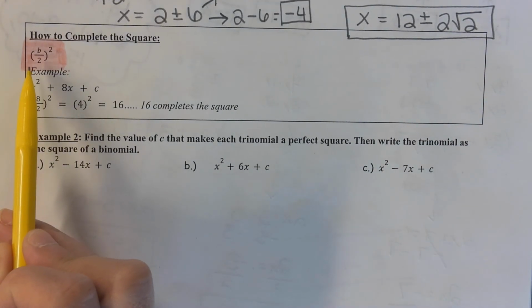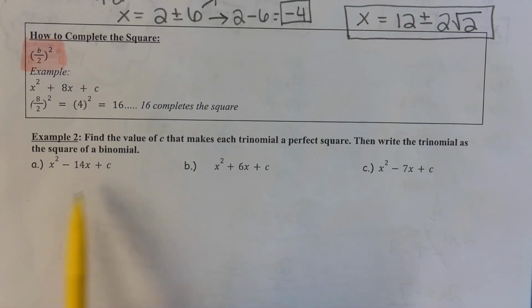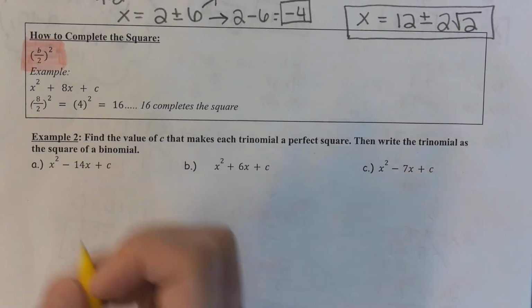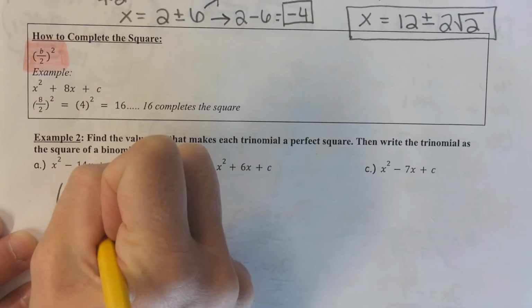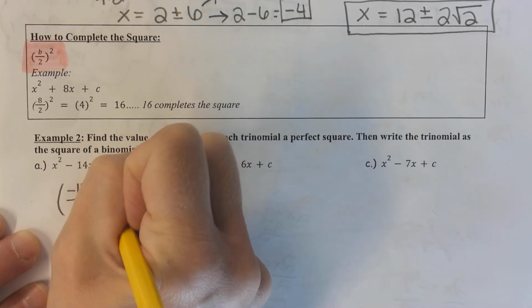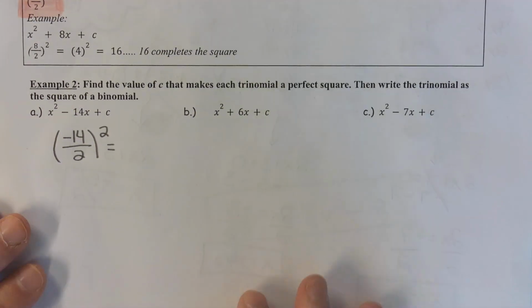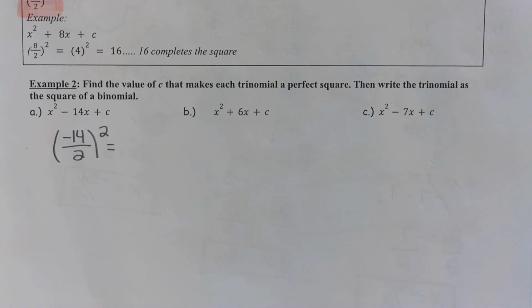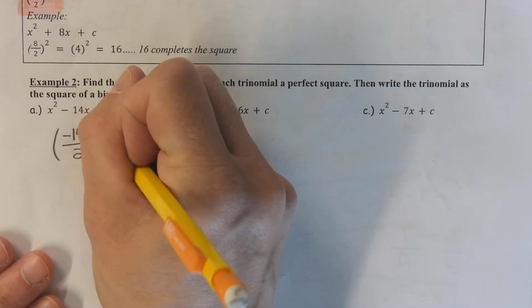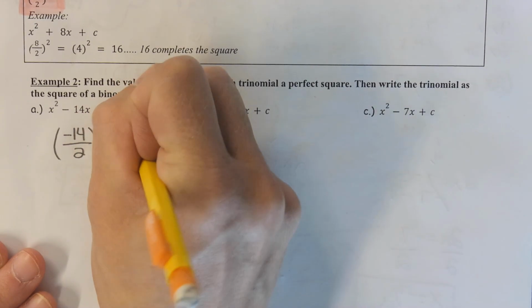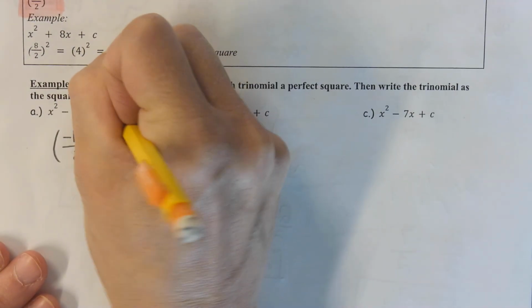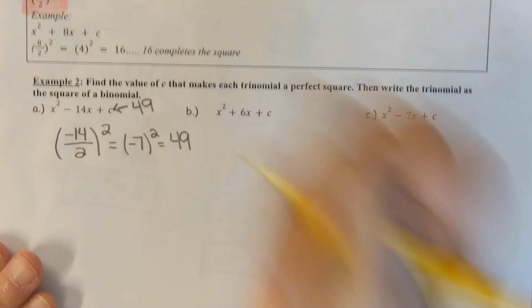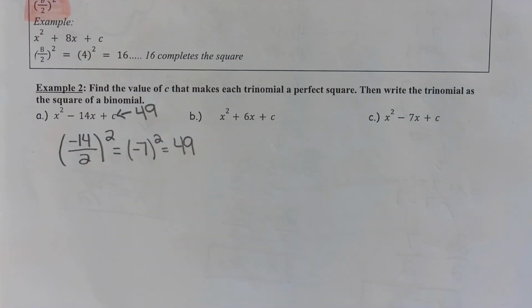We only need our b value. Which value in part A is my b value? Negative 14. Make sure you take the sign with it. So b divided by 2, square it. Negative 14 divided by 2 is what? Negative 7. Negative 7 squared is 49. So this value to complete the square is 49.